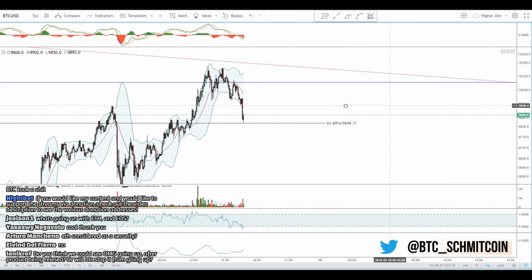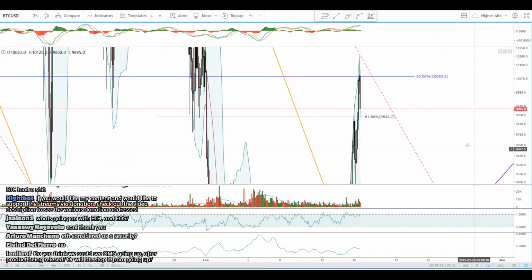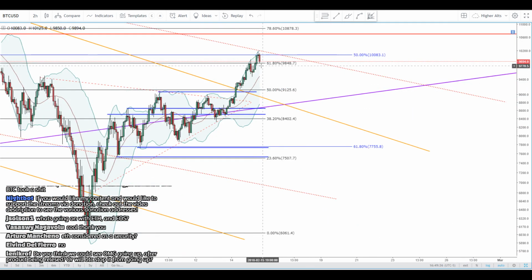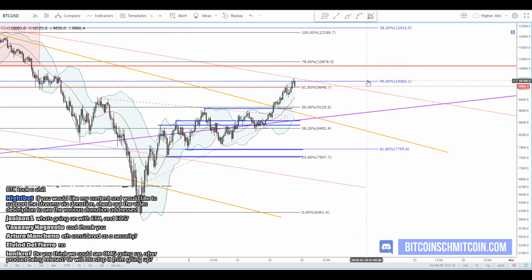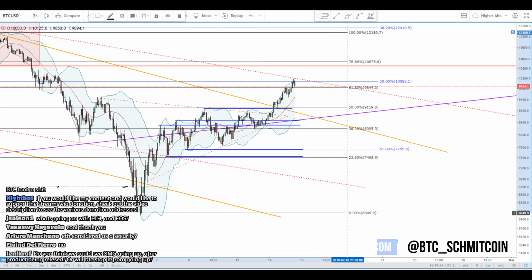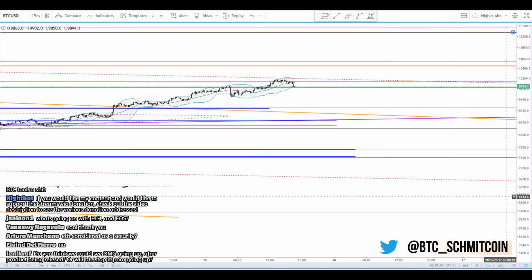I mean, finding resistance on this macro 50 was expected. I would fully expect to see this pull back, even if it does continue on to outer space. I fully expect this to pull back. And now it's finding support in the 61, and it looks like it's getting a little bit of a bounce.